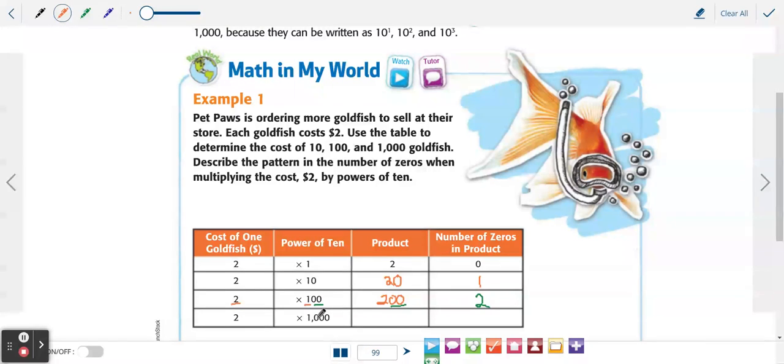$2 times 1,000 goldfish, 2 times 1 is 2. Keep my zeros. 1, 2, 3. Count my zeros. There are 3 in the product.